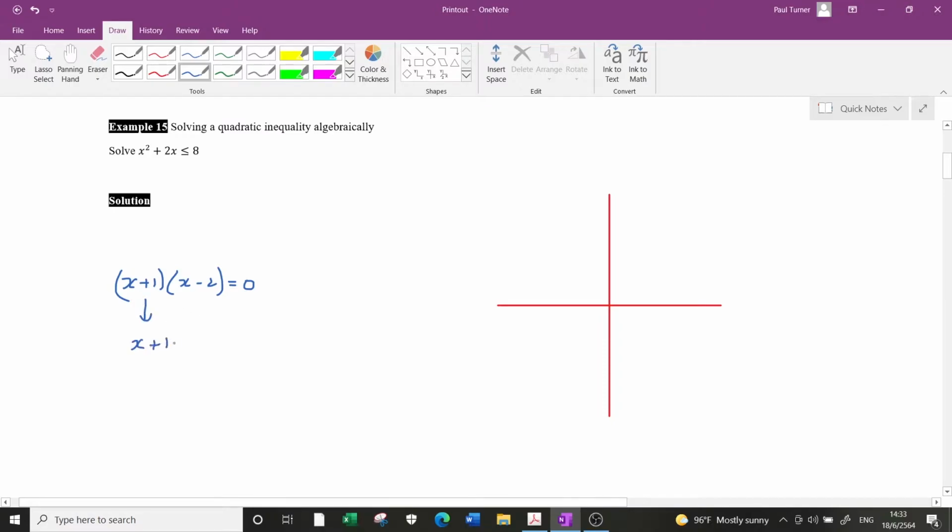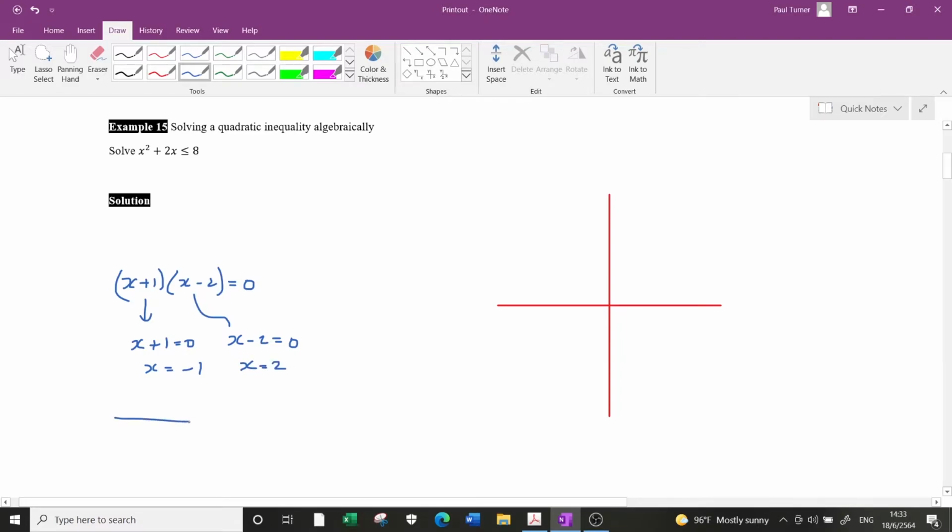x plus 1 equals 0. That means x is minus 1. In this case, x minus 2 equals 0. So x would equal 2.